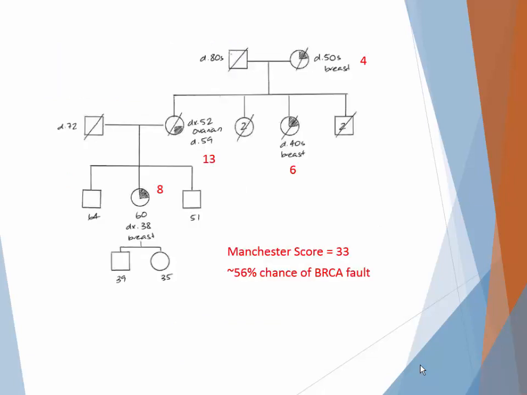So there's a Manchester scoring criteria, and that's on the Eviq guidelines. There's also now an app by AstraZeneca that they've developed where it'll add it up for you. But basically, younger diagnoses get higher points. So you can see someone in the 30s gets 8 points, someone in the 40s gets 6, someone in the 50s gets 4. That's for breast cancer. And ovarian cancer is very significantly weighted.